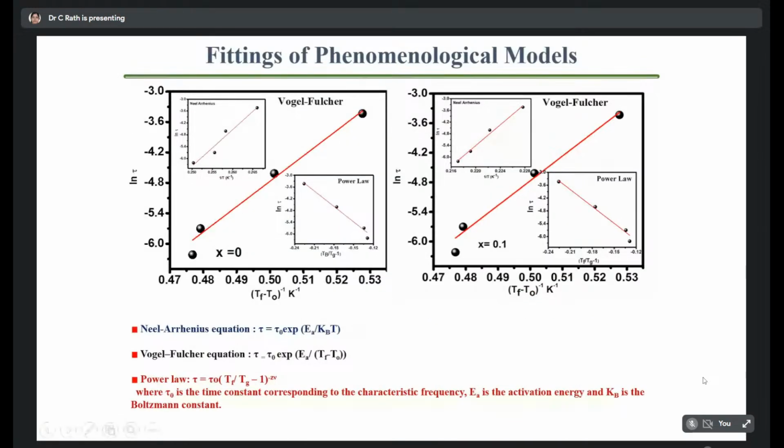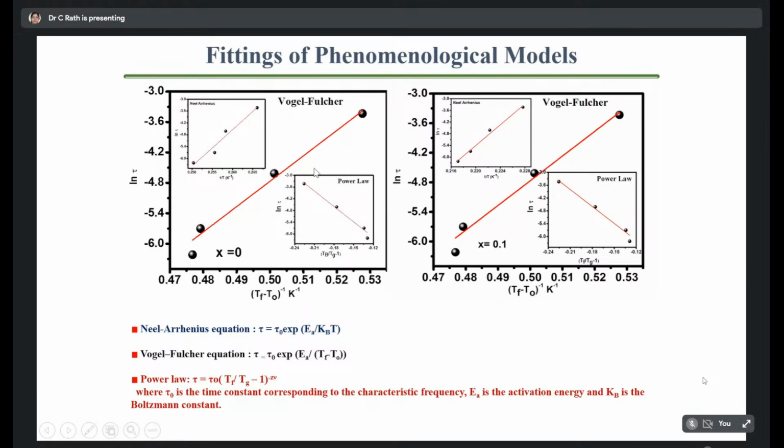Then we fitted this AC chi data with the Neel-Arrhenius equation, the Vogel-Fulcher equation, and the power law. In Neel-Arrhenius, it is tau naught e to the power EA by kBT, and in Vogel-Fulcher it is tau naught exponential EA by kB (T minus TF). Here TF is the freezing temperature, the spin freezing temperature. The power law we fitted with tau naught (TF by Tg minus 1) to the power z nu. Tg is the spin glass temperature, tau naught is the time constant corresponding to the characteristic frequency, EA is the activation energy, and kB of course is the Boltzmann constant.